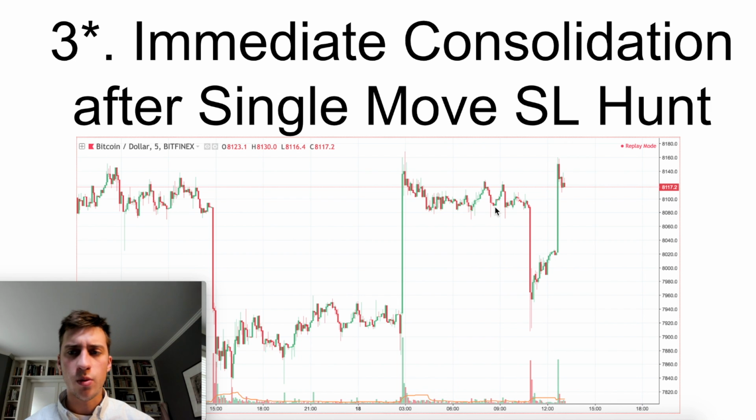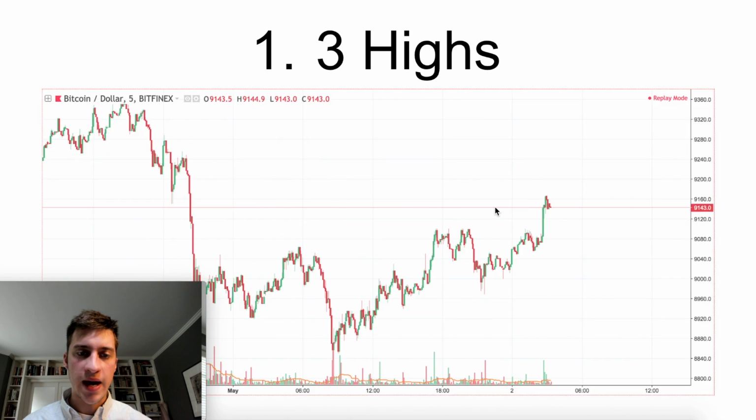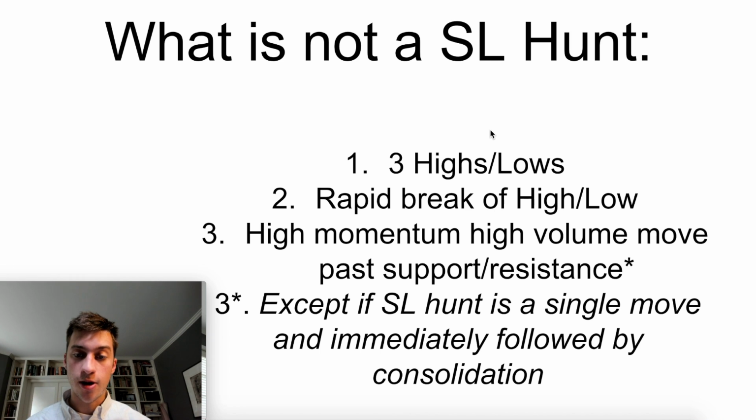So just to recap on what we talked about, the 3 types of patterns that are not stop loss hunts are when we get at least 3 new highs or 3 new lows being created on high bullish momentum, or flip side on high bearish momentum, and on high bearish volume and high bullish volume. The second thing that we saw was that a rapid break of a high or a rapid break of a low typically just leads to a continuation in that direction.